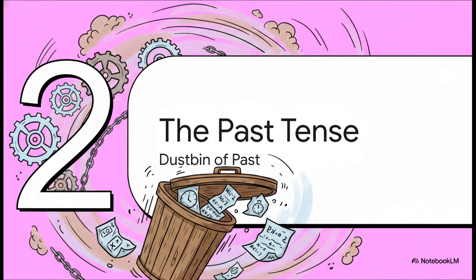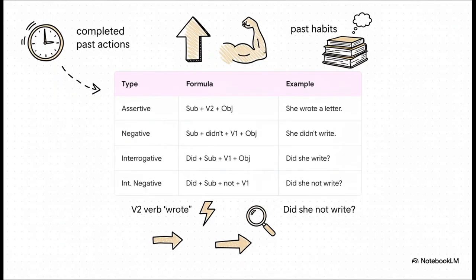Section 2. The past tense. Okay, let's step back in time. Let's see what happens to all our formulas when our moments get thrown into that dustbin of past we talked about earlier. For completed past actions or past habits, we use the simple past. So our baseline now becomes, she wrote a letter.